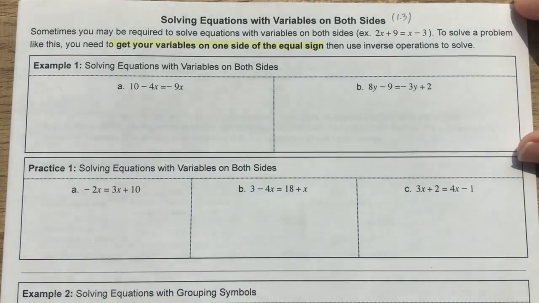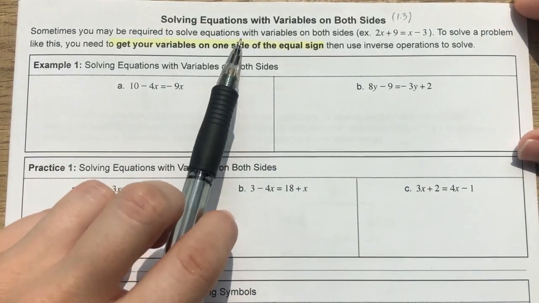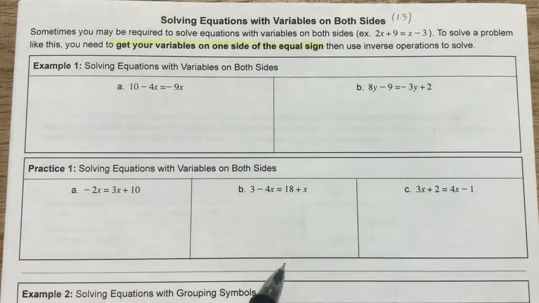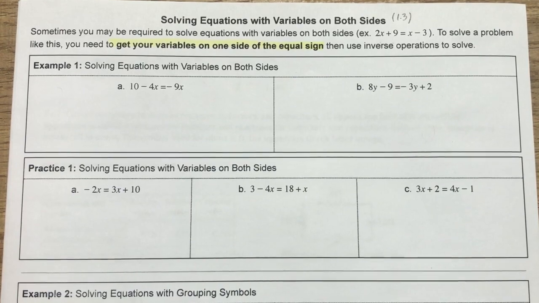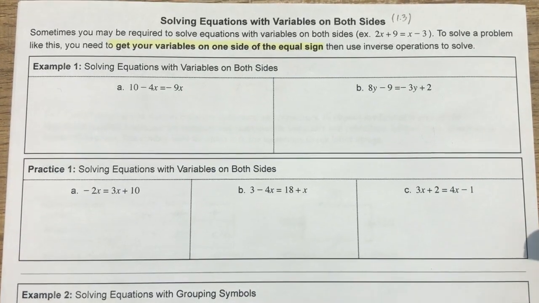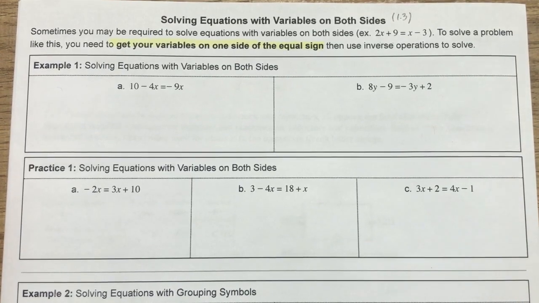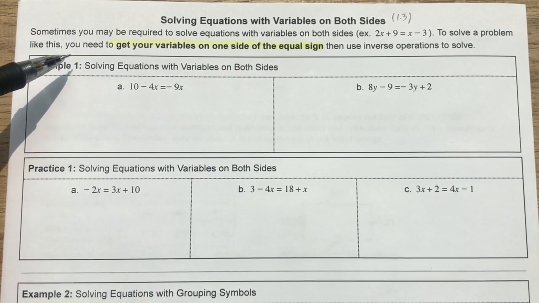To solve a problem like this, you need to get your variables on one side of the equal sign, and then we can use inverse operations to solve. So our goal whenever we see variables on multiple sides of the equal sign is to find a way to get them on the same side. Luckily, you get them on the same side with the same strategies that we use to solve equations with inverse operations.